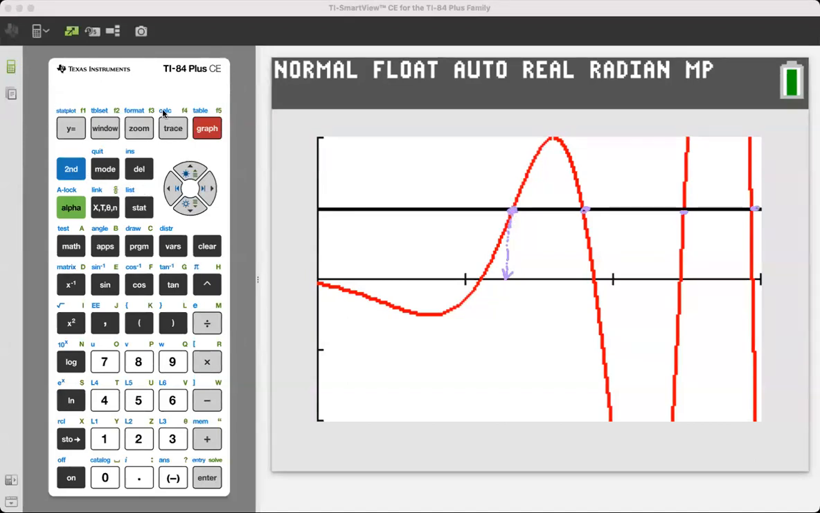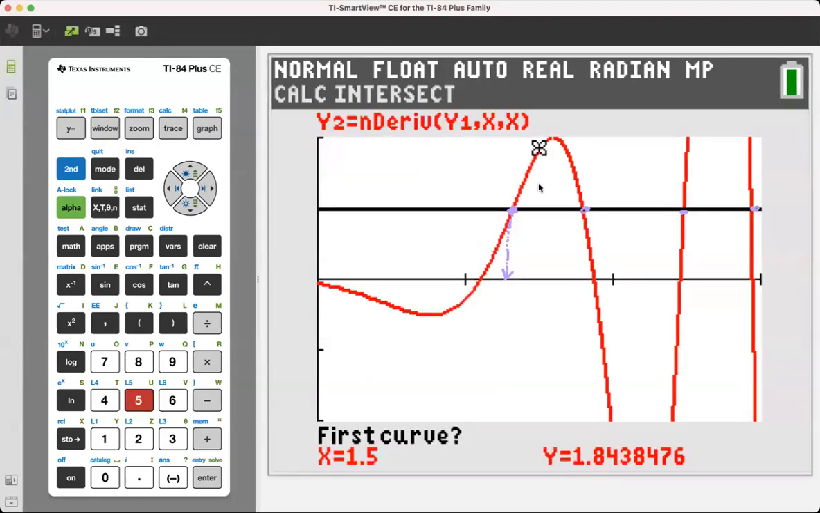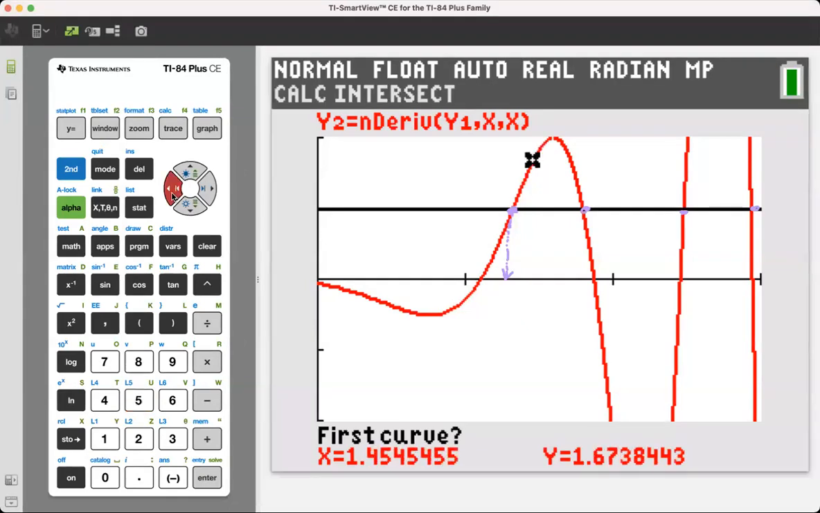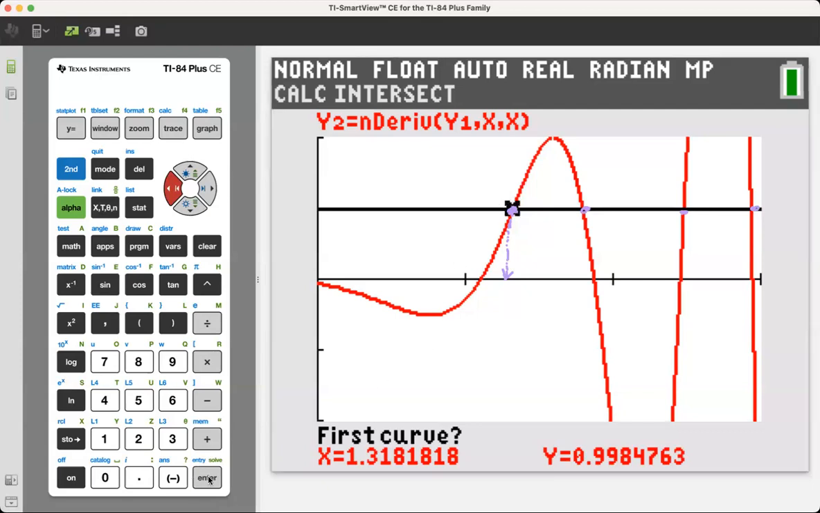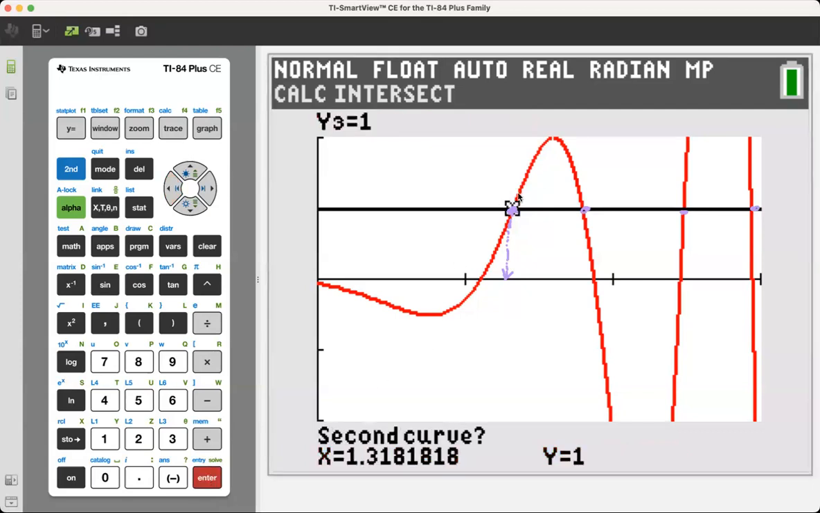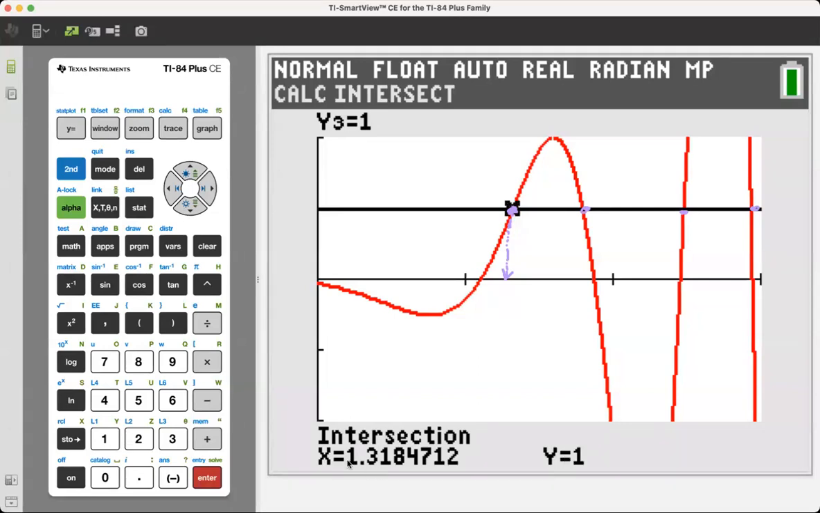Well, it's in the calculate menu, which is second trace, and we want intersect, which is on the TI-84 option 5. It says first curve. Well, I like to put the blinker on where the intersection looks by eye, and I hit enter. Second curve, it switched from the black line to the red curve, but we're still right there. So second curve, enter, and guess, we're good, enter. And there it is. We have an acceleration of 1 when the time is 1.3184.